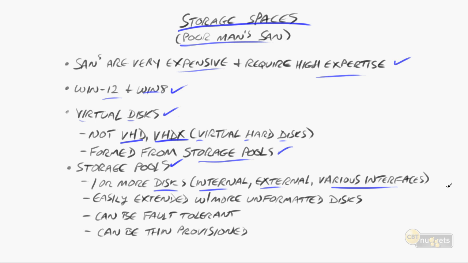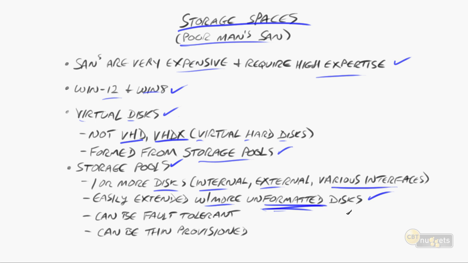You can mix and match. You can have a couple of USB 2.0, a couple of USB 3.0, an eSATA drive. You can mix all of those into the same storage pool and create virtual disks from them. You can easily extend the storage pool that you currently have with more unformatted disks, and that's important. And I would remember this: they have to be unformatted disks. There cannot be any data on them.